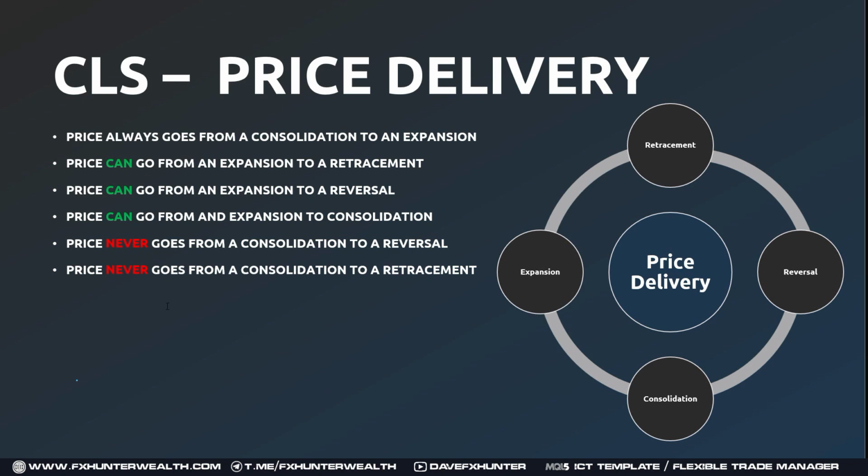But he actually did a great job to map these behaviors. So we basically know that price can always go from consolidation to expansion. So what does it mean? Market is consolidating, it can expand. It can go from expansion to retracement, so we can get a retracement. And it can go from expansion to reversal. So what can happen? We have consolidation, expansion, then we can have a retracement, or it can be a reversal.